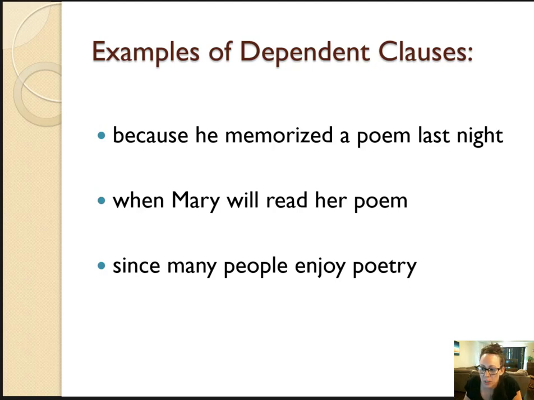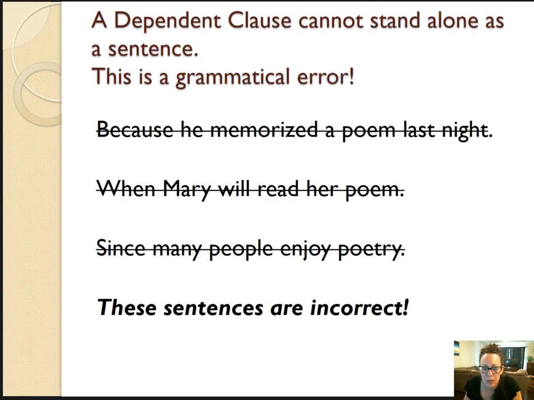They all have subjects, they all have verbs. If they need an object, they've all got the object. These cannot be sentences by themselves. So if you try to write one of these as a sentence in your essay, like you put a capital B on because and then a period after last night and you just leave it at that, that is wrong. That is not correct. This cannot be a sentence by itself. It has to be connected to an independent clause. You've got to have at least one independent clause in your sentence. So this is not going to do it.